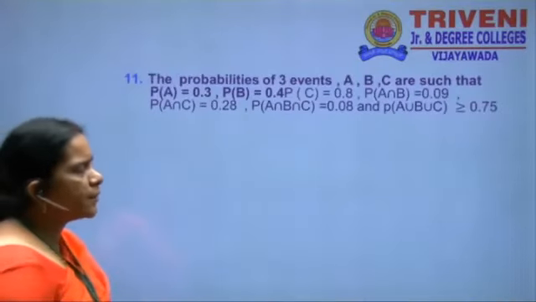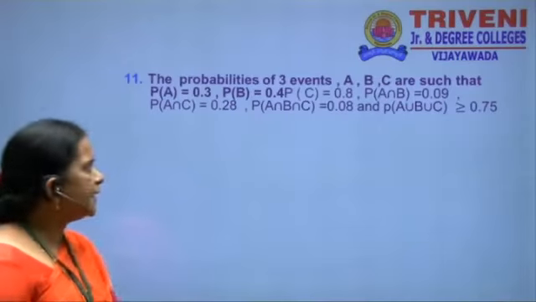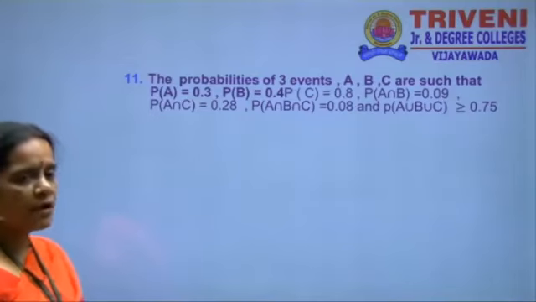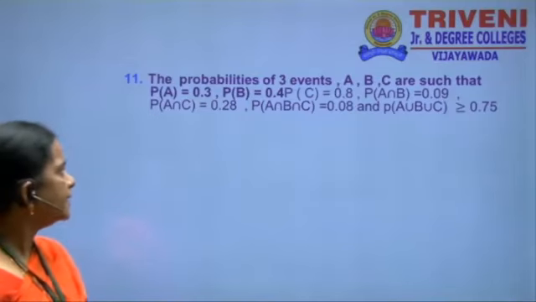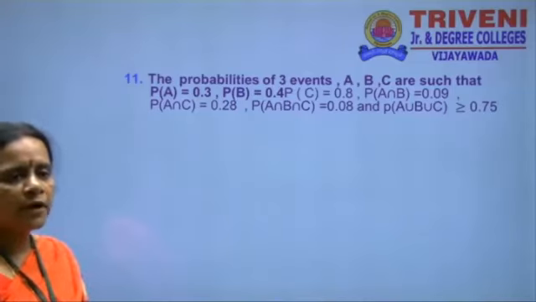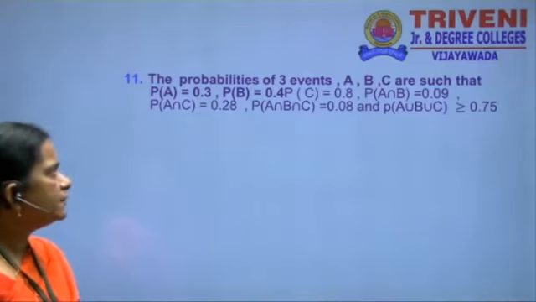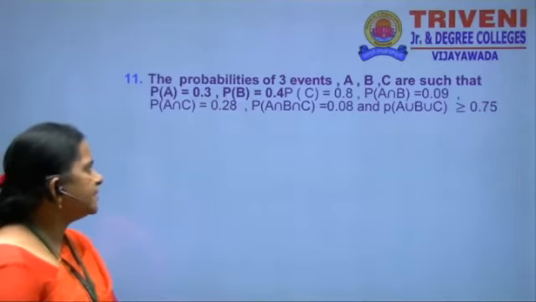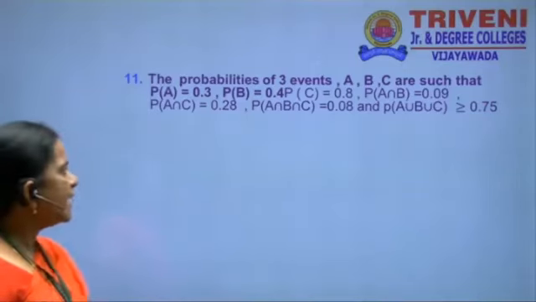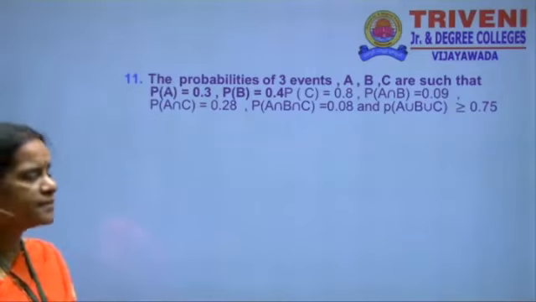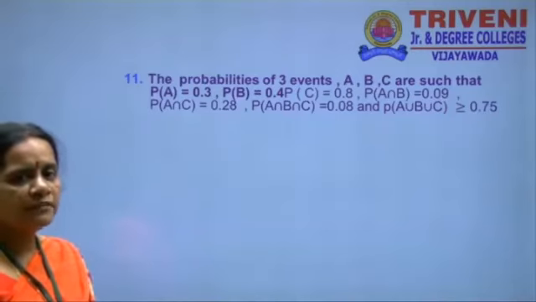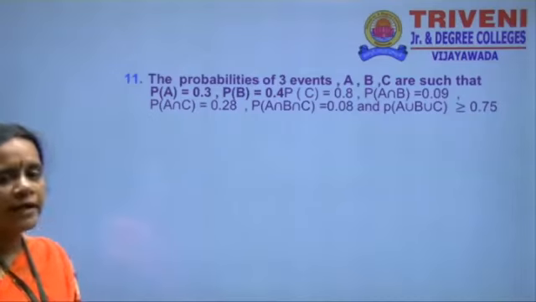We are going to the next problem. The probabilities of three events A, B, C are such that they have given the values P of A is equal to 0.3, P of B is equal to 0.4, P of C is equal to 0.8, P of A intersection B is 0.09, P of A intersection C is 0.28, and they have given the value of P of A intersection B intersection C is 0.08. Then P of A union B union C is greater than or equal to 0.75.